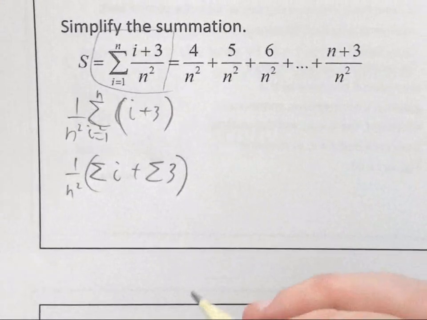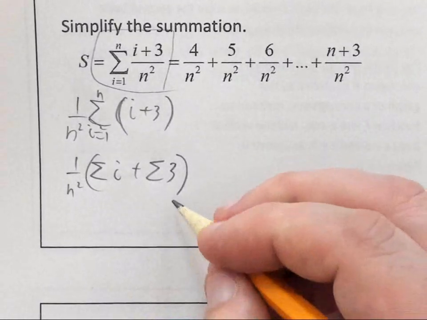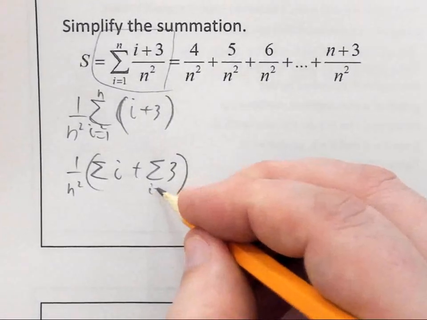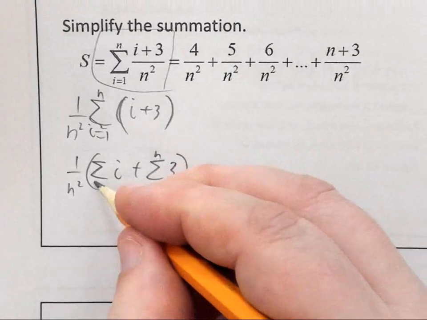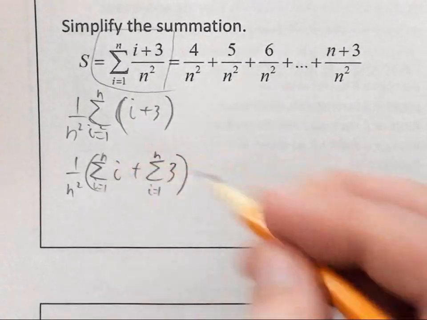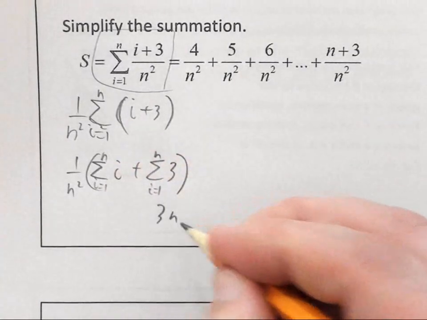Well, the 3 part's especially easy. What's sigma 3? Not just 3. So remember, I is going from 1 to n, so it's 3n. It's 3 times whatever's up here. So this is 3n.